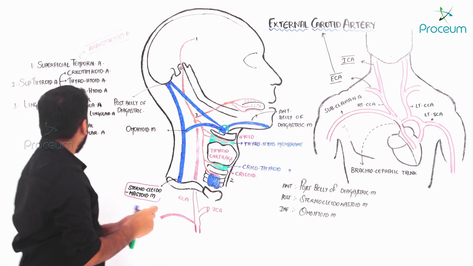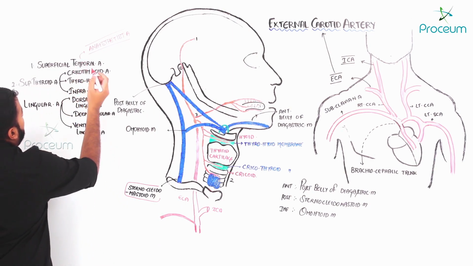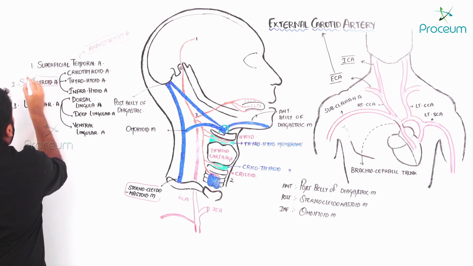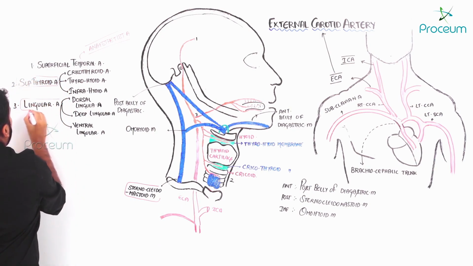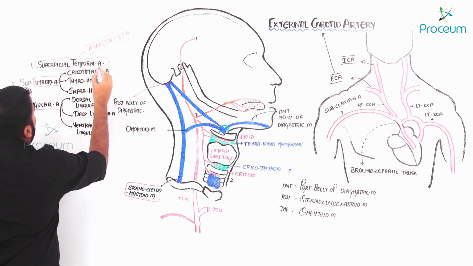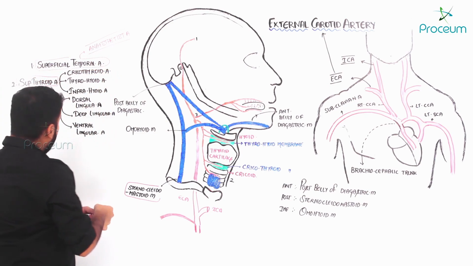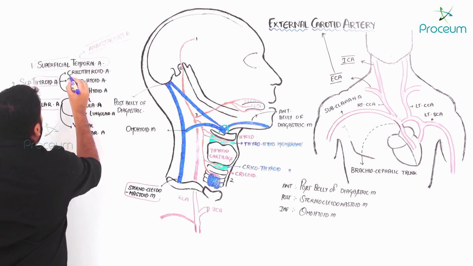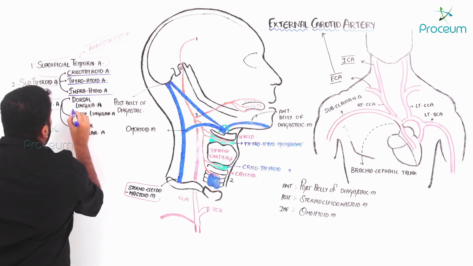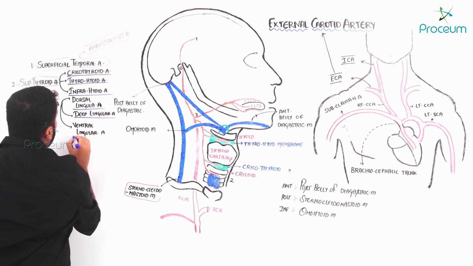Okay, so what are the arteries we have discussed so far, guys? What are the branches? One is your superior thyroid artery. We have discussed the lingual artery, and we have discussed your superficial temporal artery. And by the way, these are minute branches like this. One definitely has to remember them.